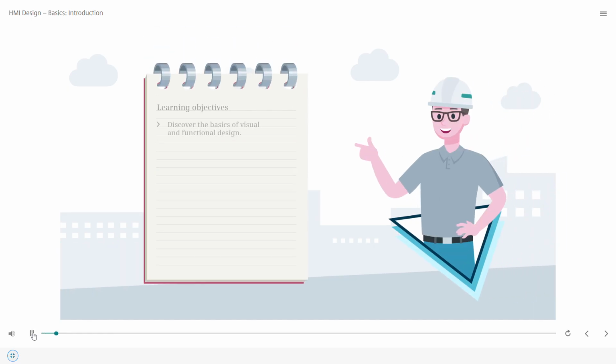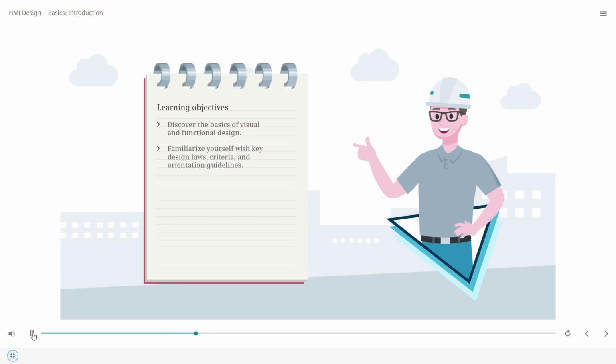During this course, you'll acquire basic knowledge of visual and functional design that you can then apply to designing optimal user interfaces. The goal of this course is to introduce you to the fundamentals of design and, together with you, explore in more detail the requirements for a well-designed user interface. You'll learn more about Gestalt principles of design, criteria, and orientation guidelines that you can already use the next time you develop a user interface.